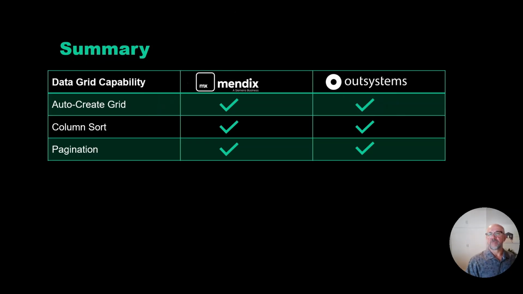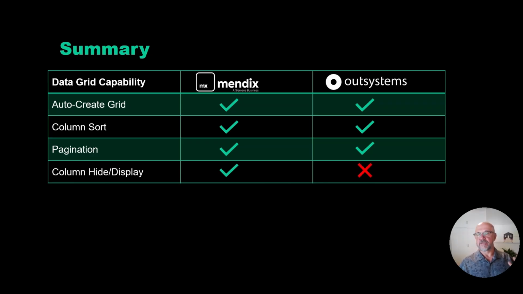So the next point is about capability of the DataGrid widgets in the two platforms, Mendix and OutSystems. Both platforms provide the ability to auto-create a DataGrid screen and provide basic features like column sorting and pagination. However, as you could see from the demonstration, the standard DataGrid widget provided by Mendix provides more capabilities out of the box than the OutSystems component.